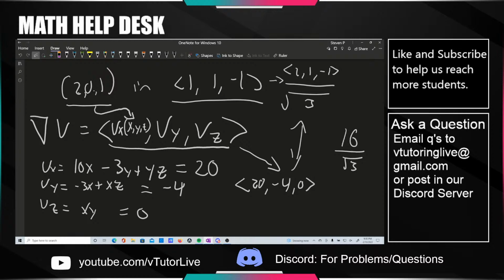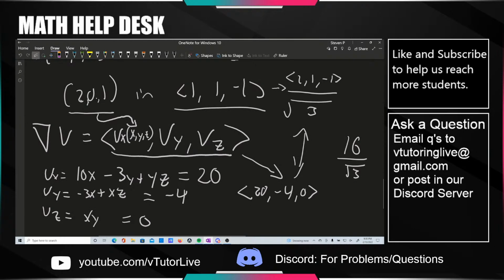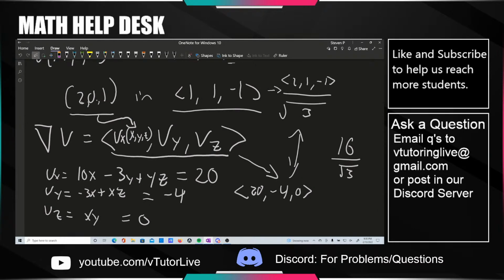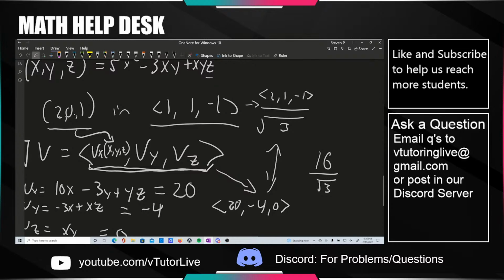That's a good question. So let me remind you what the gradient is, right? The gradient gives the direction of the greatest change, and also tells you the magnitude of that change, because it's a vector, right? It has both magnitude and directional information. So now that you're trying to find the rate of change in the 1, 1, -1 direction, the idea is you're going to dot these two pieces of information together, like I did.